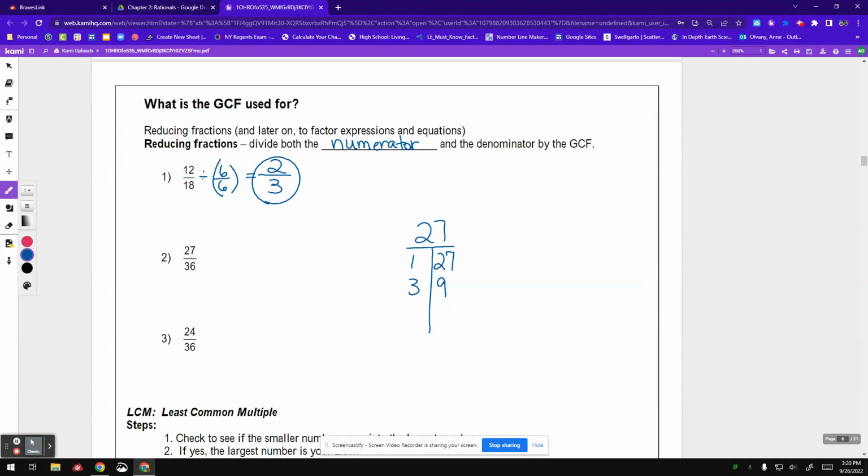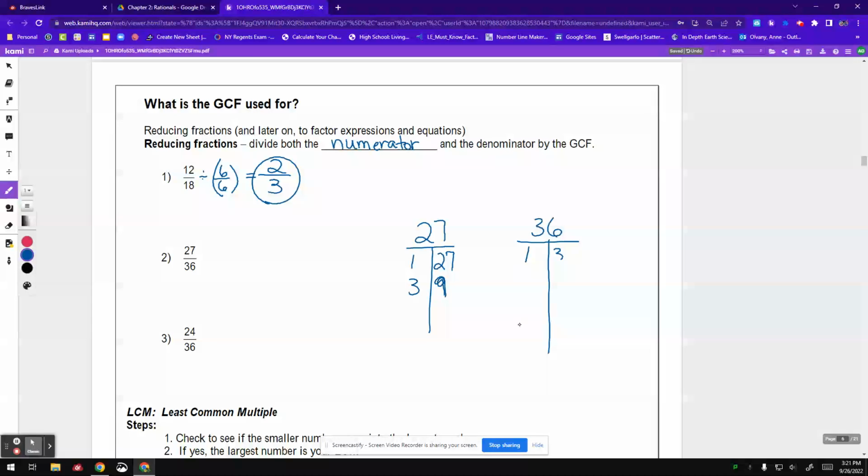5, it doesn't end in a 5 or 0. 6 times 4 is 24, 6 times 5 is 30, so that doesn't work. 7, nope. 8, nope. 9, 9's already up there. So there's only 4 factors, even though that number is a little larger.